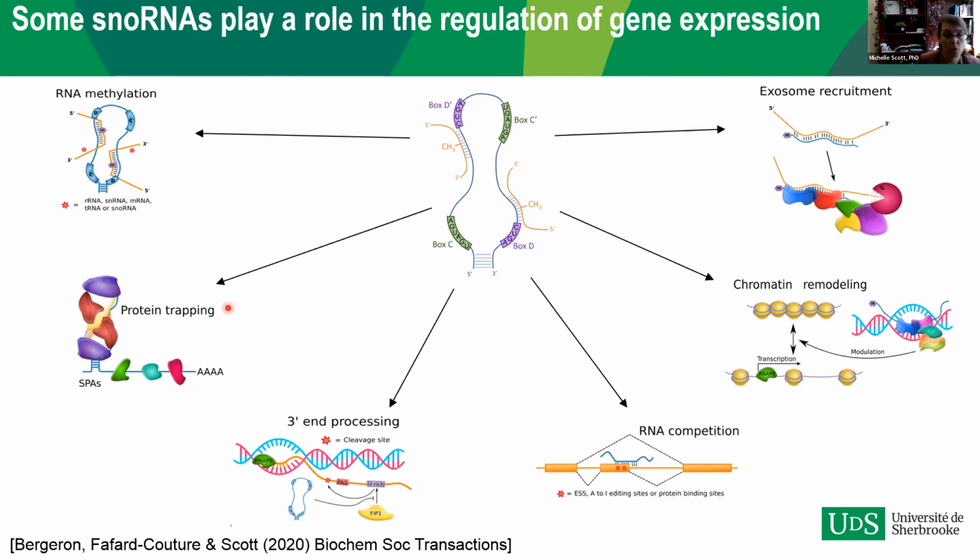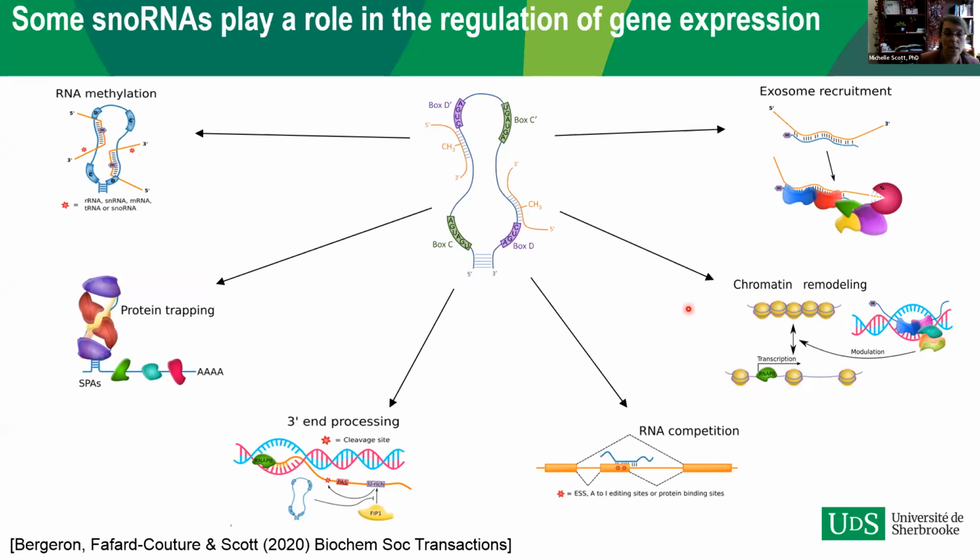Other snoRNAs are involved in protein trapping. Some of them will sequester splicing factors, resulting in changes in the splicing landscape. Other snoRNAs sequester 3' end processing factors, which will result in changes in the choice of the poly A tail position for a subset of messenger RNAs. Others are involved in the regulation of alternative splicing by directly binding splicing regulatory elements like splice junctions, presumably competing for binding on these elements with the spliceosome.